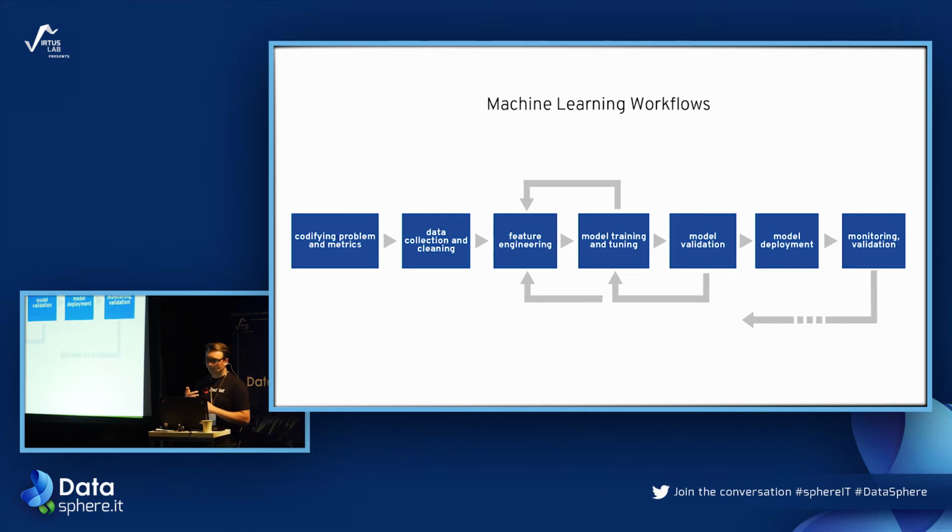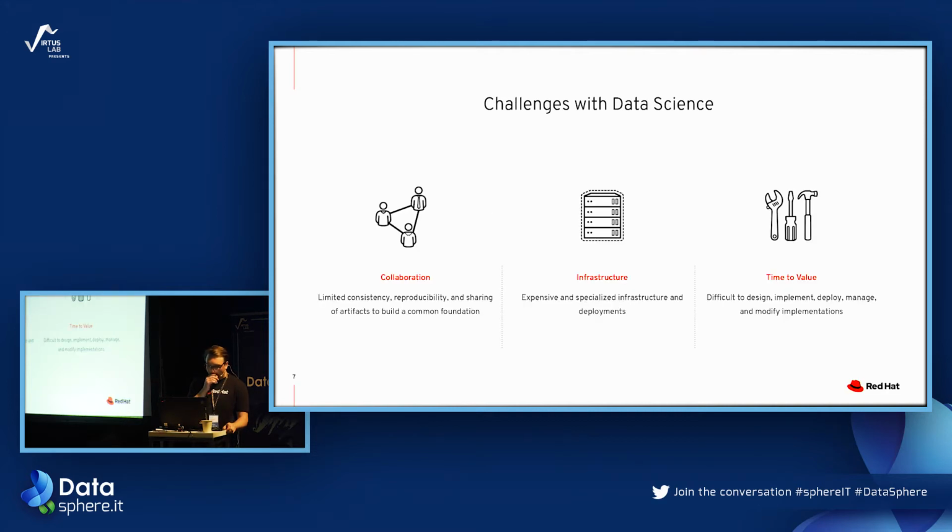So yeah, I would say that sums up in a nutshell what the data scientist day-to-day workflow looks like. But what are some of the challenges that data scientists face today? What are some of the problems that aren't immediately obvious from this workflow? The three main issues, I think, fall under this notion of collaboration, infrastructure, and time to value.